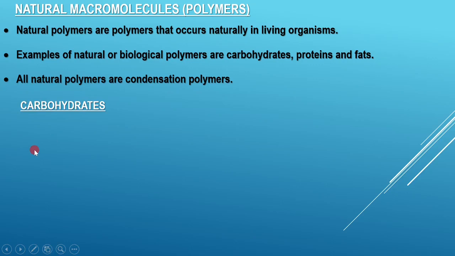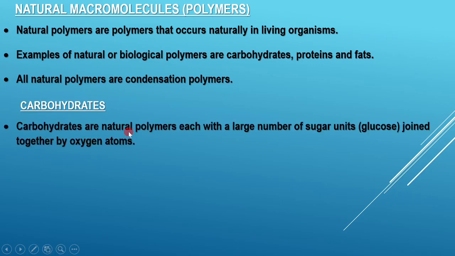So here we are saying that carbohydrates are natural polymers, each with a large number of sugar units, which are glucose joined together by oxygen atoms. Yeah, so these carbohydrates we are talking about are just natural polymers. Now, in each, there is a large number of sugar units. So you find that there are small sugar units or glucose that are joined together by oxygen atoms. You are going to see what this means here.